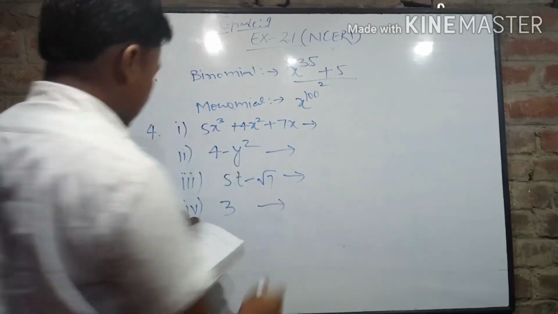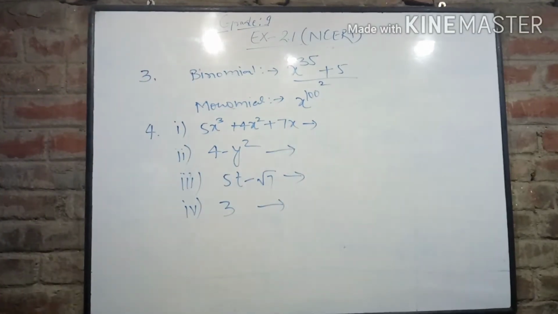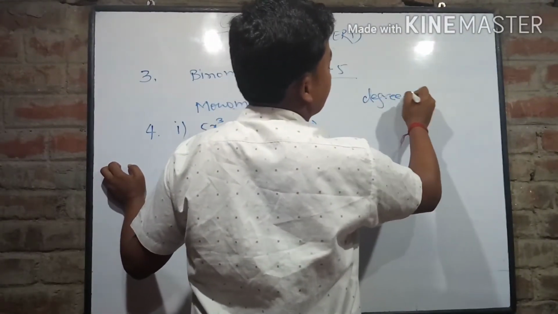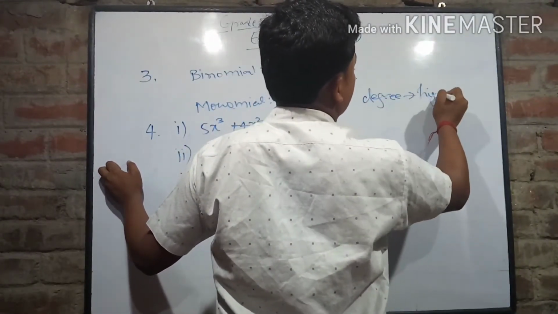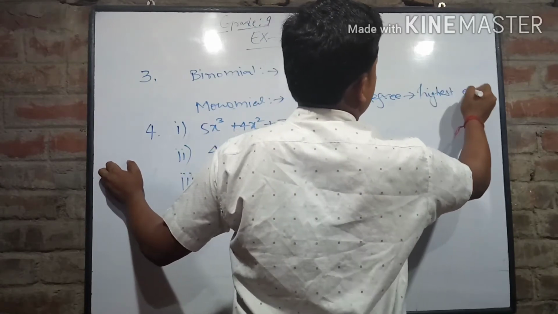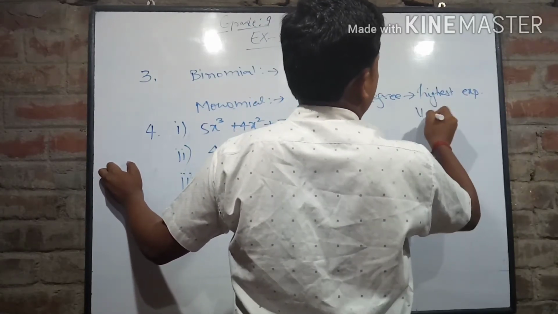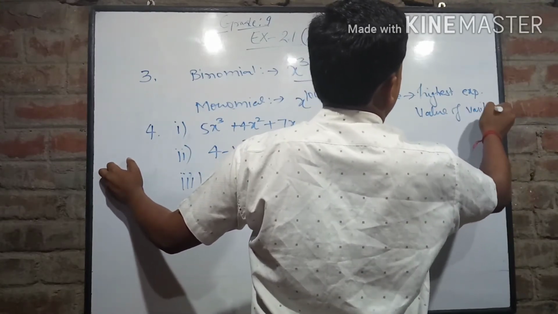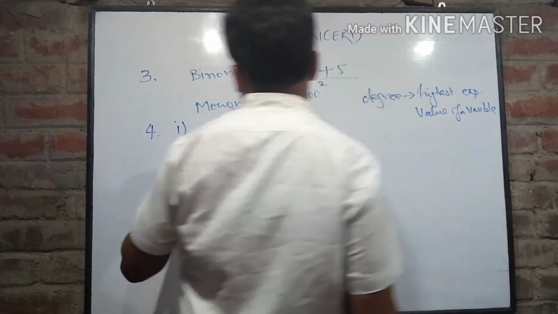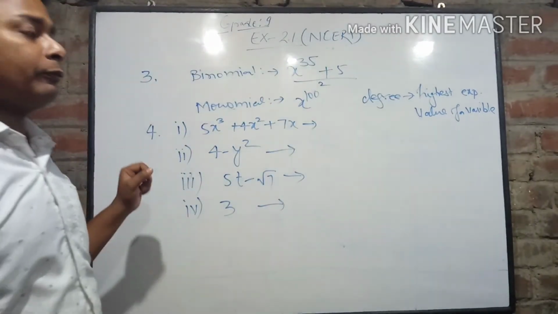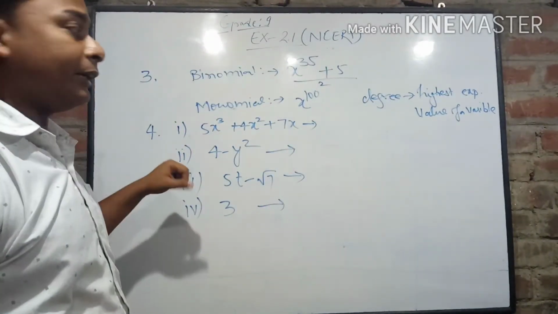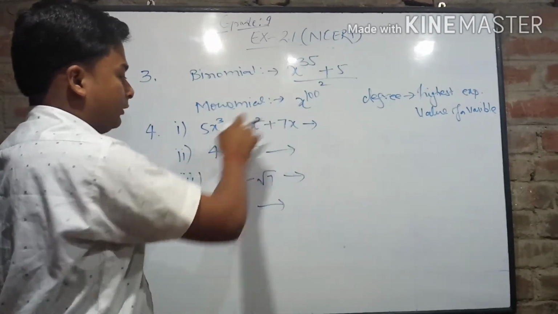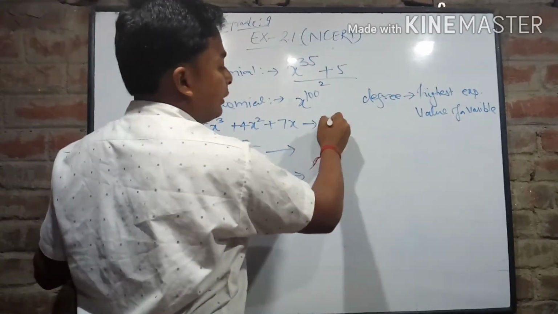Question number 4 says, write the degree. What is the degree? I would like to define here. Degree is the highest exponent value of a variable. किसी भी वेरिएबल का जो हाईएस्ट डिग्री वैल्यू एक्सपोनेंट में होता है, दैट इज नोन एज द डिग्री. So in this, the highest here is 3, here is 2, and here is 1. So the highest is 3, so the degree is 3.